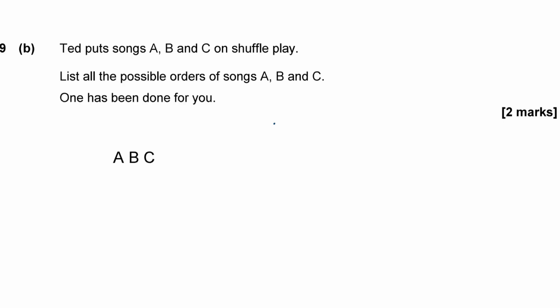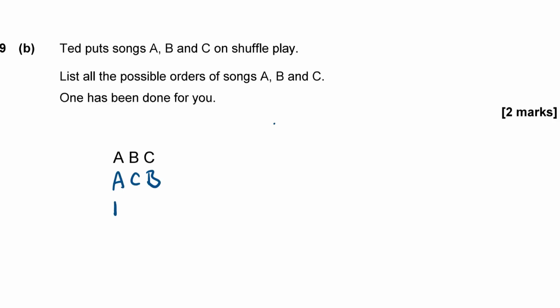Okay, 9b. Ted puts songs A, B and C on shuffle play. List all the possible orders of song A, B and C. The one has been done for you. So we could start with A and then we could have B and then C. I like to try and keep as many things the same as possible. So let's leave the A there. Then I could have a different combination if I had C then followed by B. So ABC is one way and ACB is another.